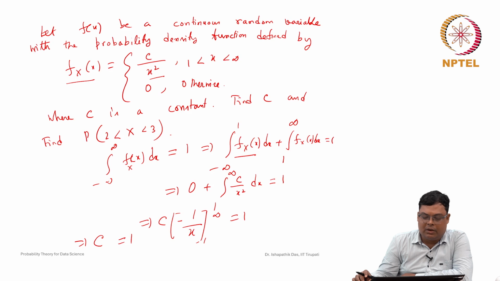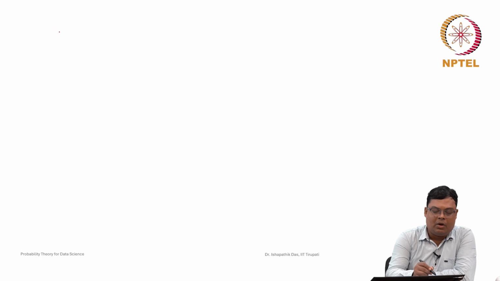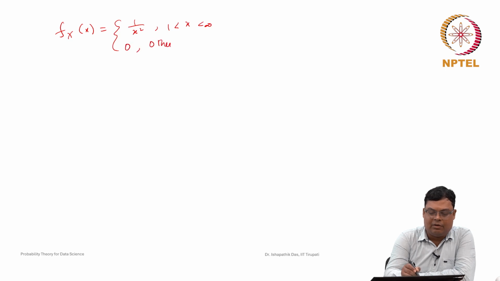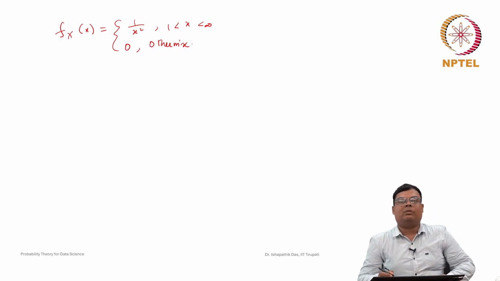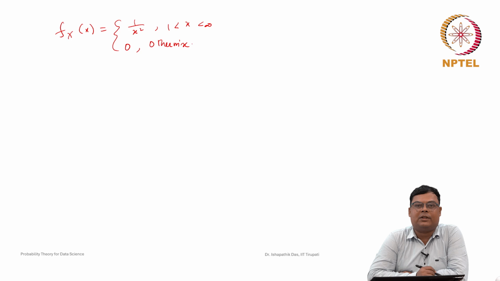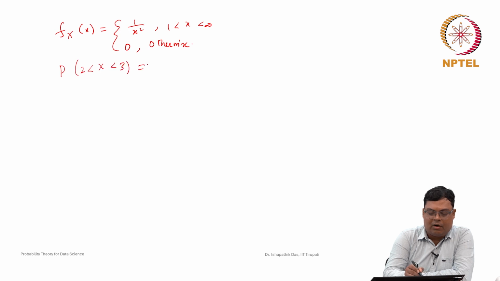Next, we will discuss what the probability is between 2 and 3. Now we found the probability density function: f of x is 1 by x square whenever x is greater than 1 and less than infinity, and it is equal to 0 otherwise. So, now we know the probability density function, and when we know it, we can compute the probability. So, what will be the probability that x is greater than 2 and less than 3?